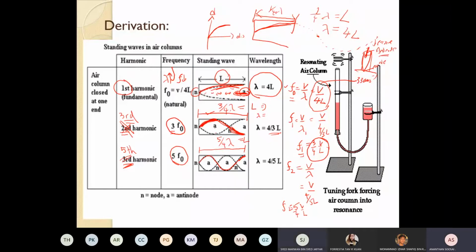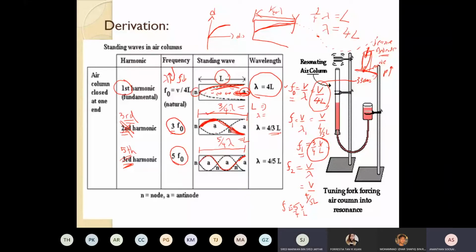Note, the closed end has a very high pressure, because the water blocks it from moving. The particle on top of the particle at the corner is also blocking it. So it will be like high pressure. It's unable to move, so it forms a node. Any question from this slide?